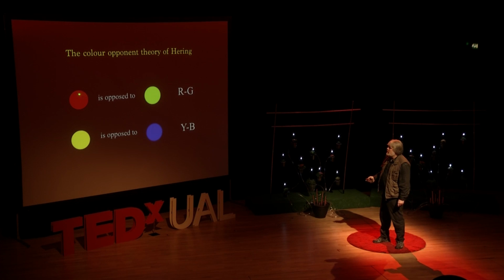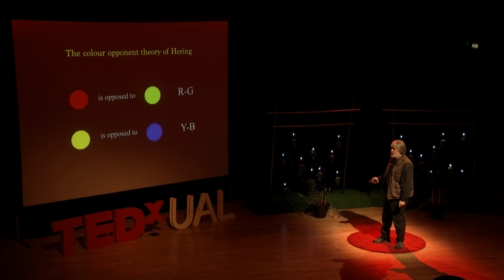And this led to a theory in the 19th century by somebody called Hering, in which he supposed that the encoding was such that red is opposed to green. So something can be red or green, but not both. Something can be blue or yellow, but not both. And the trichromatic theory of Helmholtz and the opponent theory of Hering were competitors.